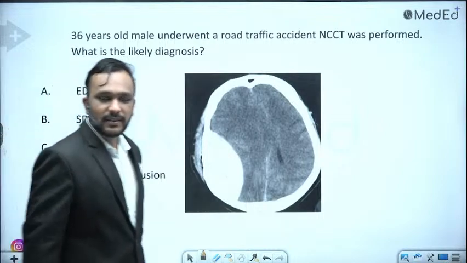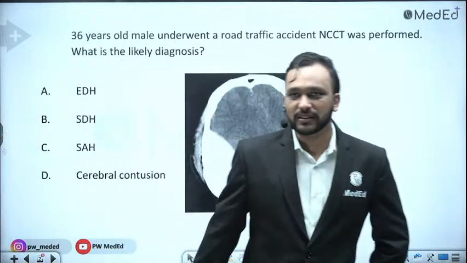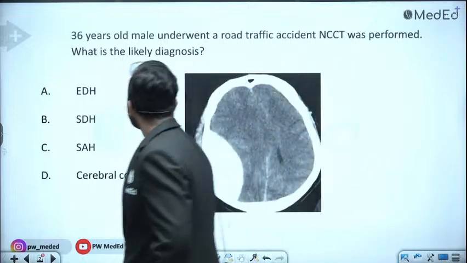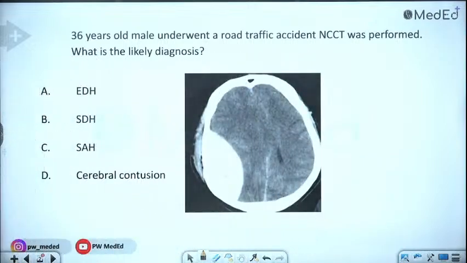So guys, beginning with the first question. A 36-year-old male patient underwent a road traffic accident. NCCT head was performed. What is the likely diagnosis? Very simple question.